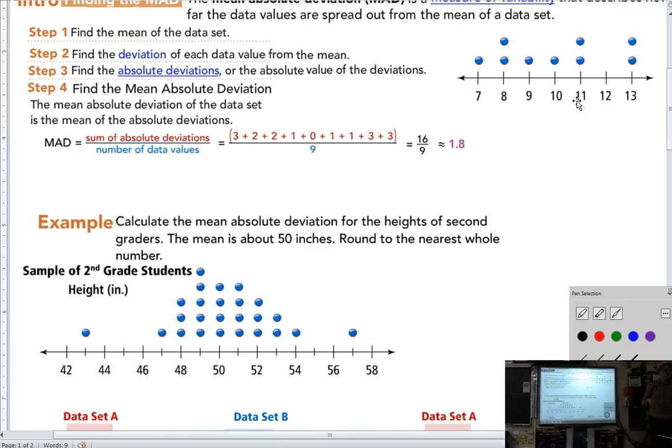How could they ever be negative? Because it's distance. Exactly. That's why there's no negative. Okay. You're answering your own question. So we then averaged all the deviations and found out that our mean average deviation is 1.8.